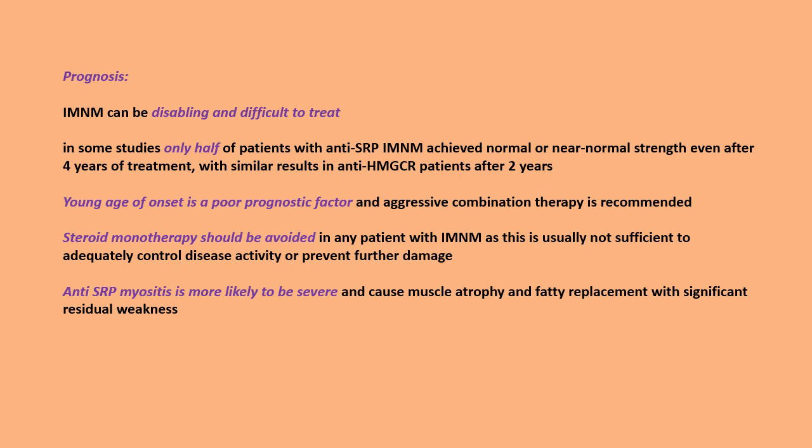Prognosis: IMNM can be disabling and difficult to treat. In some studies, only half the patients with anti-SRP disease achieved normal or near normal strength even after 4 years of treatment, with similar results in anti-HMGCR patients after 2 years. Young age of onset is a poor prognostic factor, and aggressive combination therapy is recommended. Steroid monotherapy should be avoided in such patients, as this is usually not sufficient to adequately control disease activity or prevent further damage. Anti-SRP myositis is more likely to be severe and cause muscle atrophy and fatty replacement with significant residual weakness.